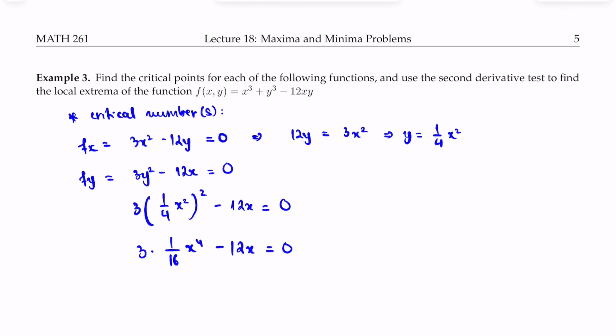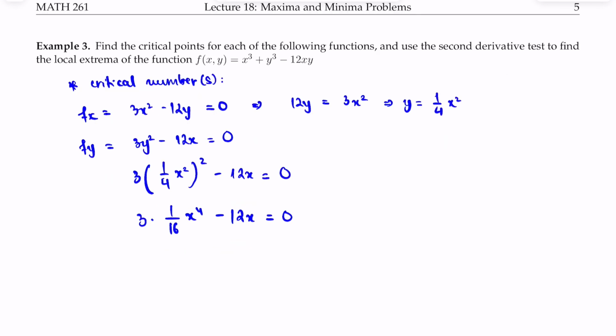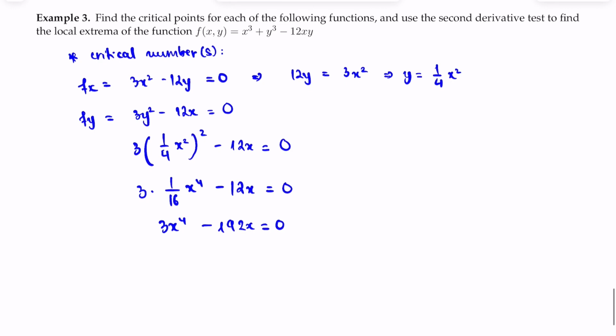If you multiply every term in the equation by 16 to get rid of the denominator, we're going to get 3 times x to the 4th minus 192x equal to 0. And from here, you can see that 3x is a common factor. You get 3x times (x cubed minus 64) equal to 0. And you can solve for x. There are two values of x here. x is equal to 0 and x is equal to 4.